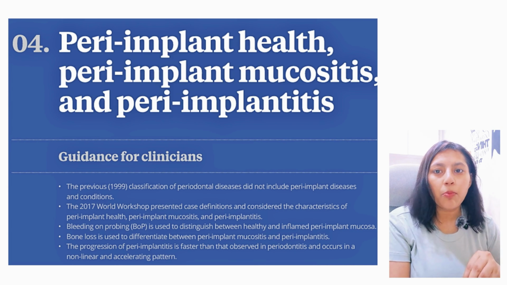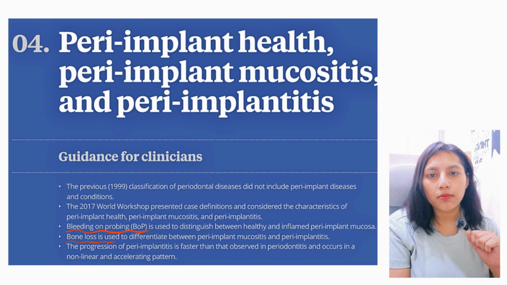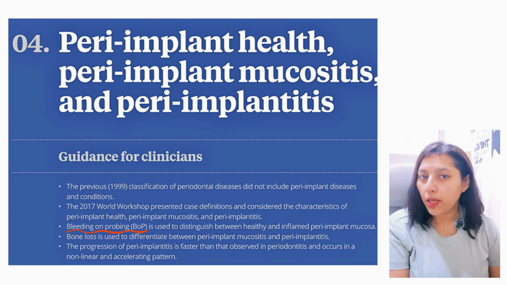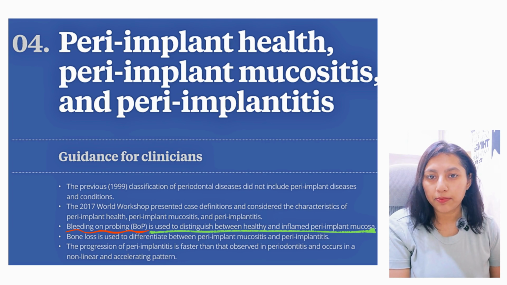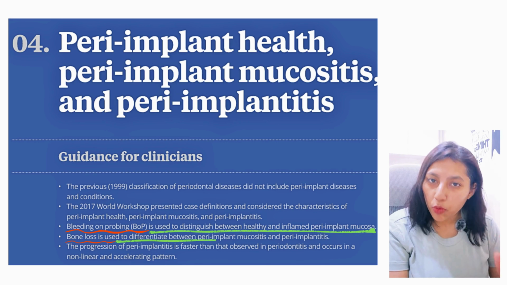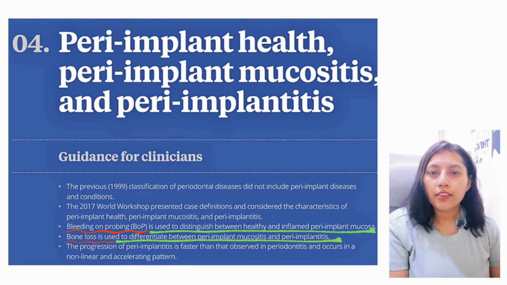According to the workshop, two findings become extremely important in peri-implant diagnosis: bleeding on probing and radiographic bone loss. Bleeding on probing helps distinguish healthy peri-implant tissues from peri-implant mucositis, whereas bone loss helps differentiate peri-implant mucositis from peri-implantitis. So, let us understand these conditions one by one.